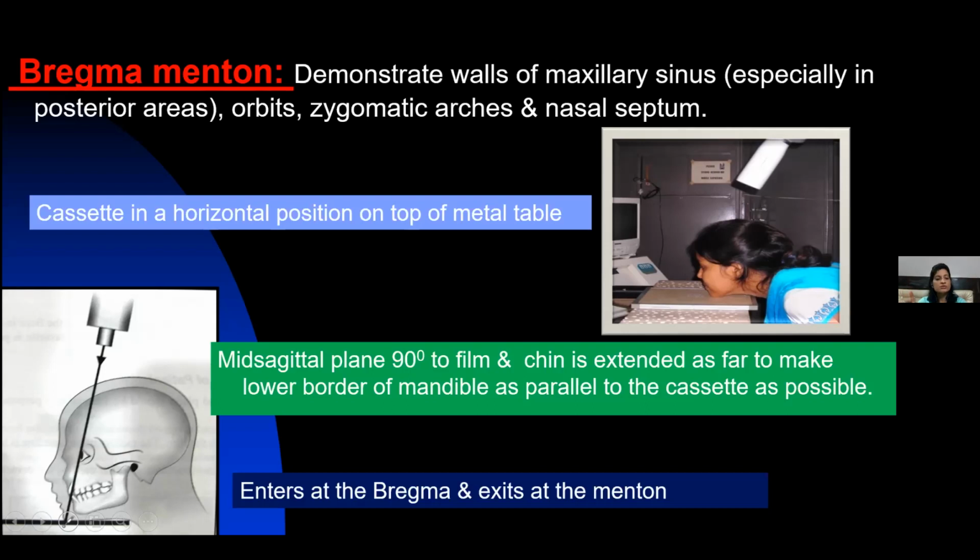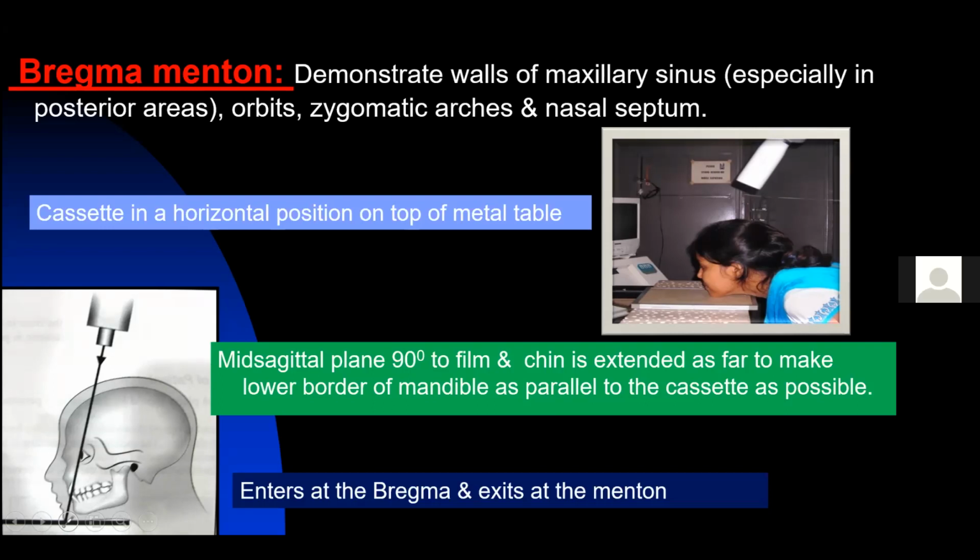So I told you 3 views. 37 degree occipitomental is the Waters view. That is which touch? Chin touch position. Then I told you 0 degree occipitomental, which is the nose chin touch position. Then I told you the bregma menton view, which is basically for the posterior walls of the maxillary sinus, and it is horizontal placement of the film below the lower border of the mandible. Clear? Yes, ma'am. Okay.